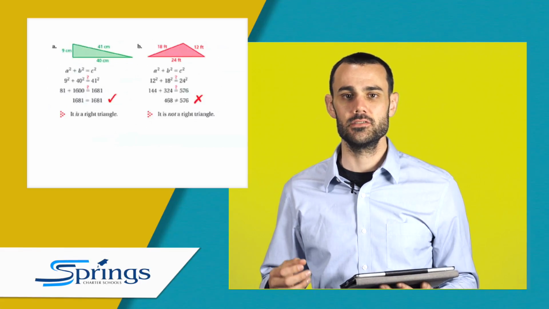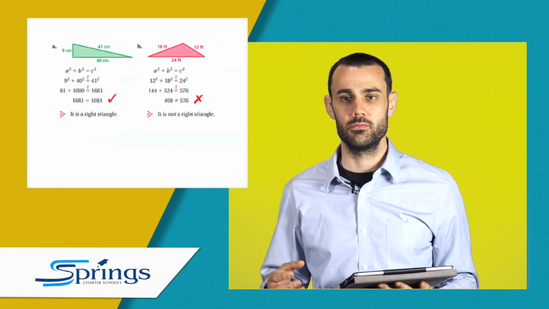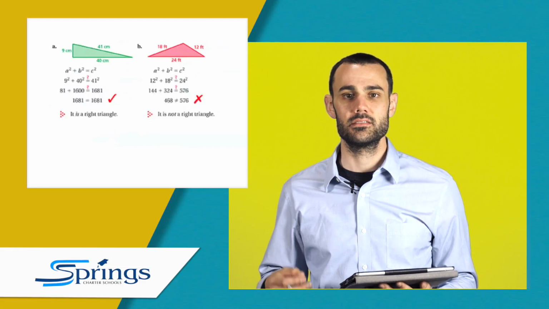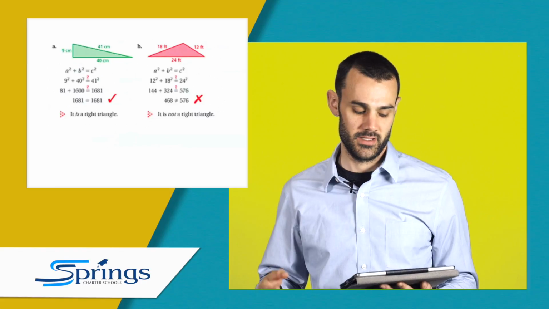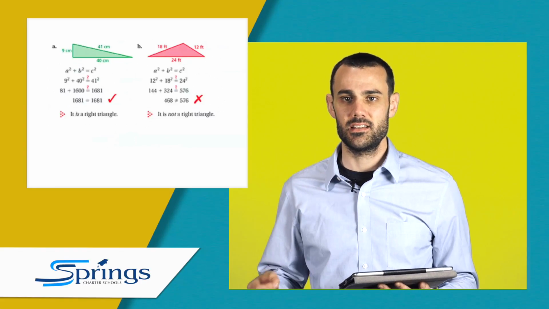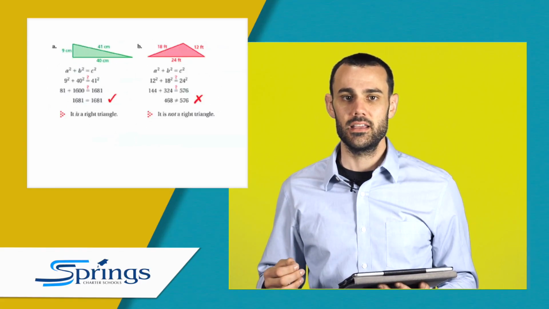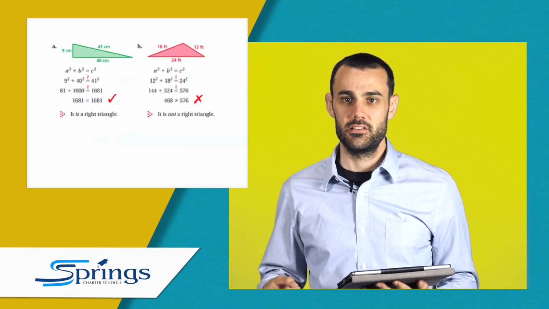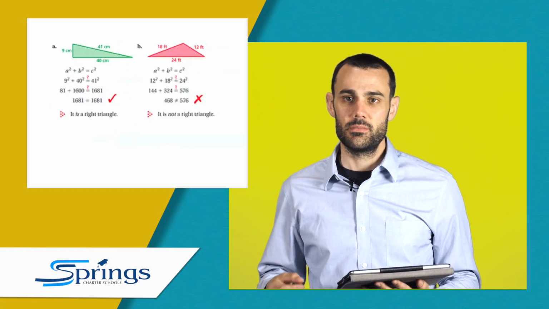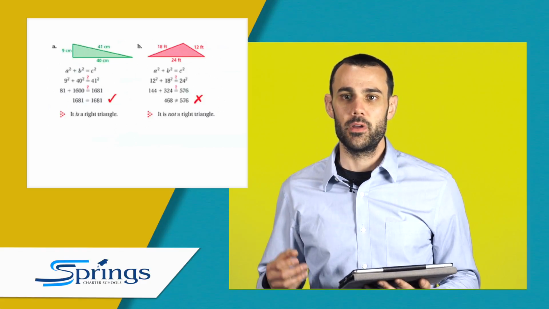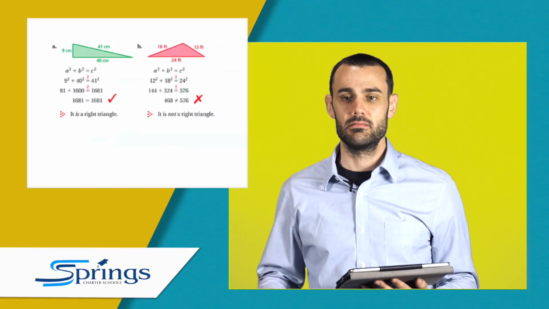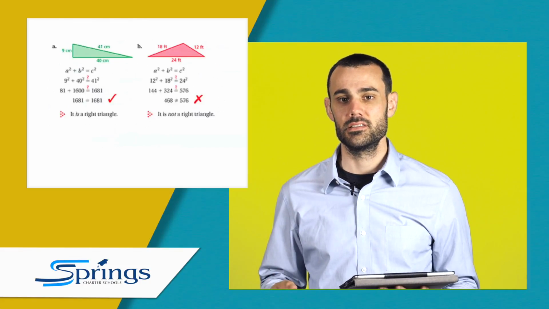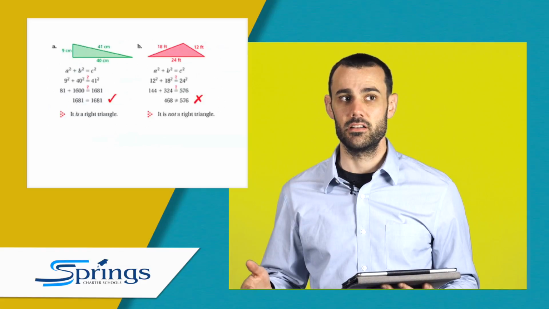I can't forget to also insert the c part of my equation, which in this case is 41. Well, I squared 41 and I got 1681. Now when I add 81 plus 1600 on the other side of my equation, I get 1681 equals 1681. These two numbers happen to equal each other, and therefore we can say that this green triangle is a right triangle.